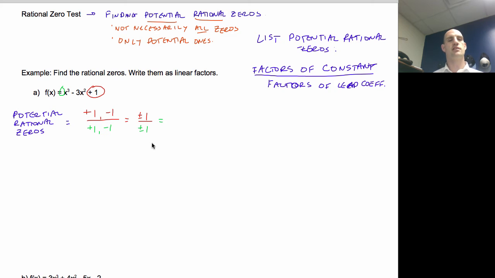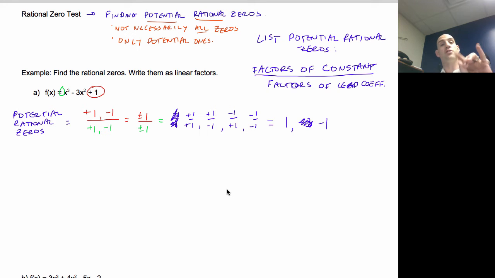If we write this out in terms of what are the possibilities, I could have plus 1 over plus 1, I could have plus 1 over minus 1, I could have minus 1 over plus 1, or I could have minus 1 over minus 1. Well, when it comes down to it, what are my possibilities? Positive 1 over positive 1 and negative 1 over negative 1 give me 1, and positive over negative or negative over positive gives me negative 1. So for this one, I really only have two potential rational zeros.